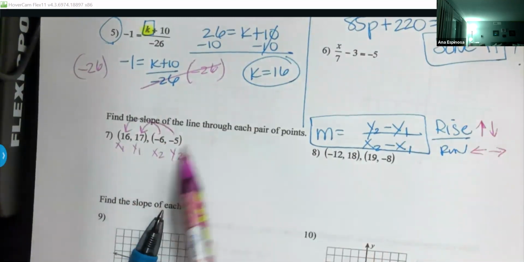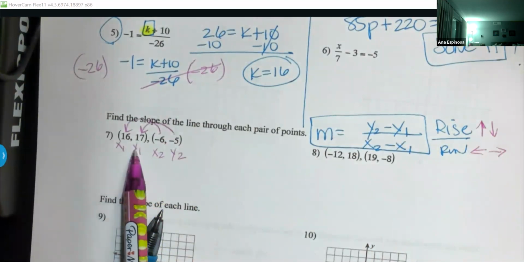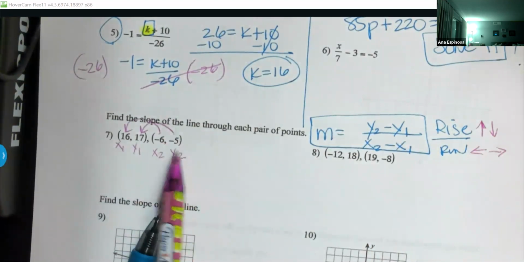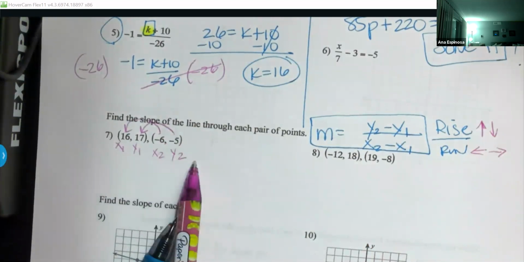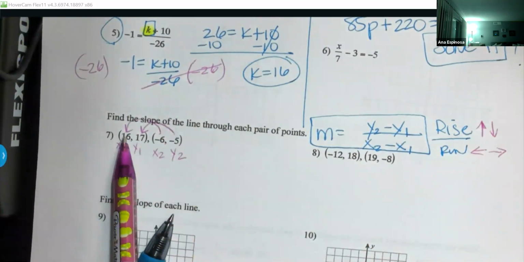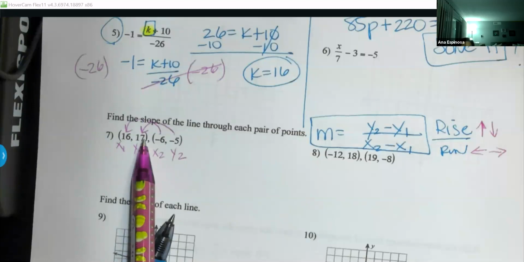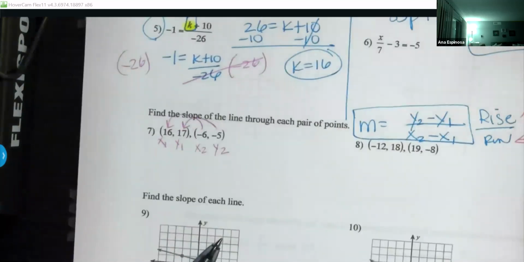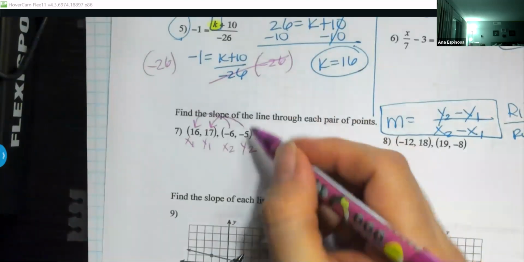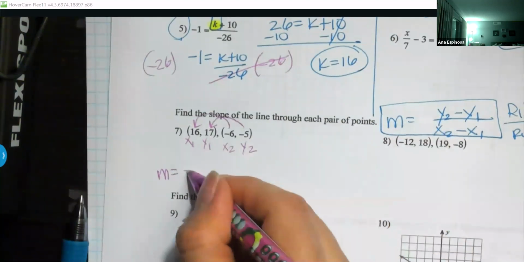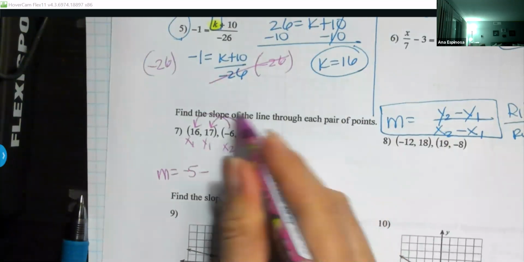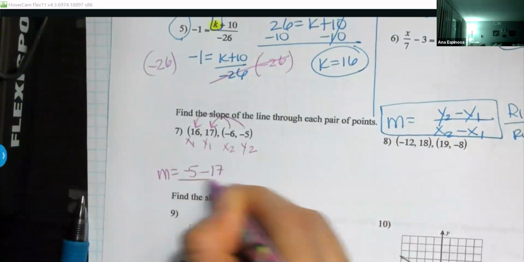You could have started labeling this like x2, y2, x1, y1. It doesn't matter, just as long as you keep the x, the ones together, the twos together, and that the first one is an x and the second one is a y. Now we can plug this in, and I'm only going to do one so you can do the rest. And so the slope will be y2, which is -5, minus a 17 over.